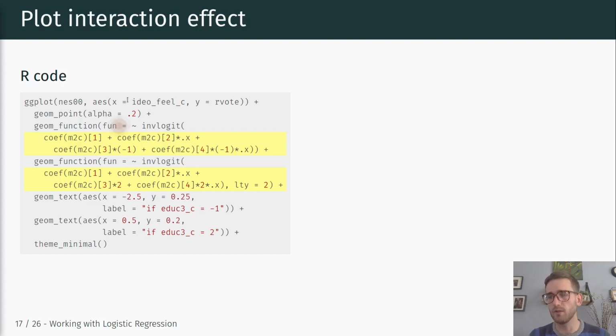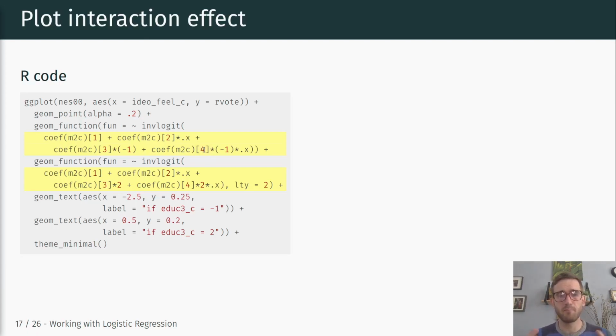We're first plotting on the x-axis our main predictor, in this case ideology, that we're interested in, and on the y-axis we have our vote choice, which again is just 0 or 1. And we add 2 additional functions. These functions now not only take into account the effect of one variable on this linear predictor, but actually also take into account this interaction term, right?